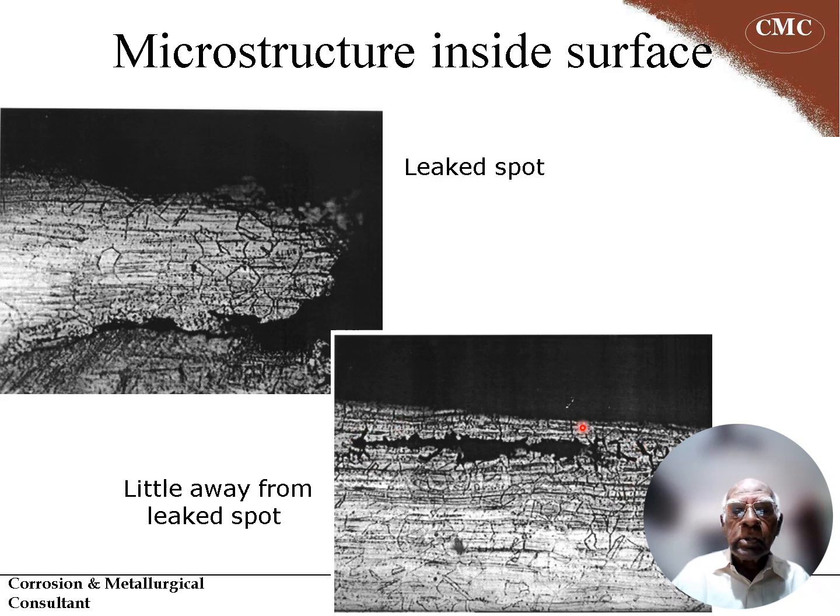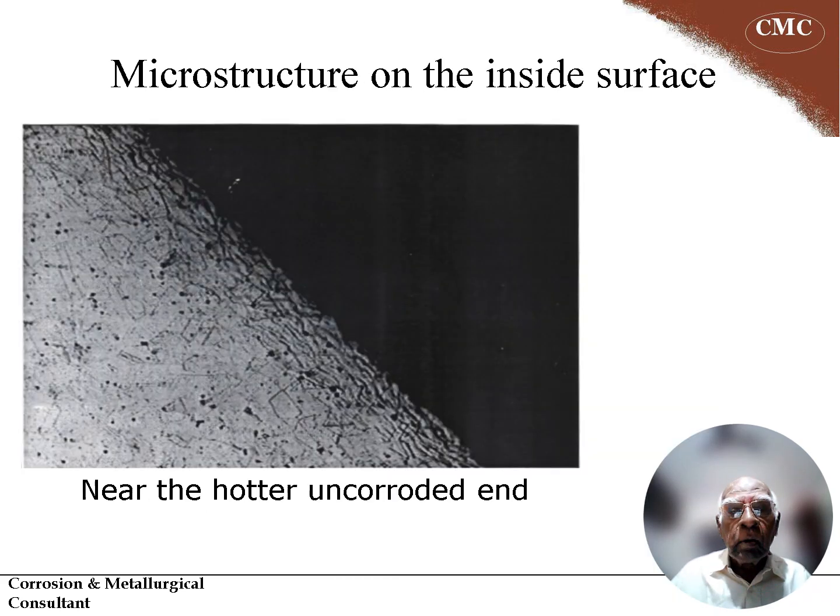So this shows that the tubes are sensitized during manufacture, and a sensitized microstructure leads to intergranular corrosion. That is what we are seeing here. The grain boundaries have become sensitized. Intergranular means the grain boundary gets attacked. Inter means between two grains. So that is intergranular corrosion.